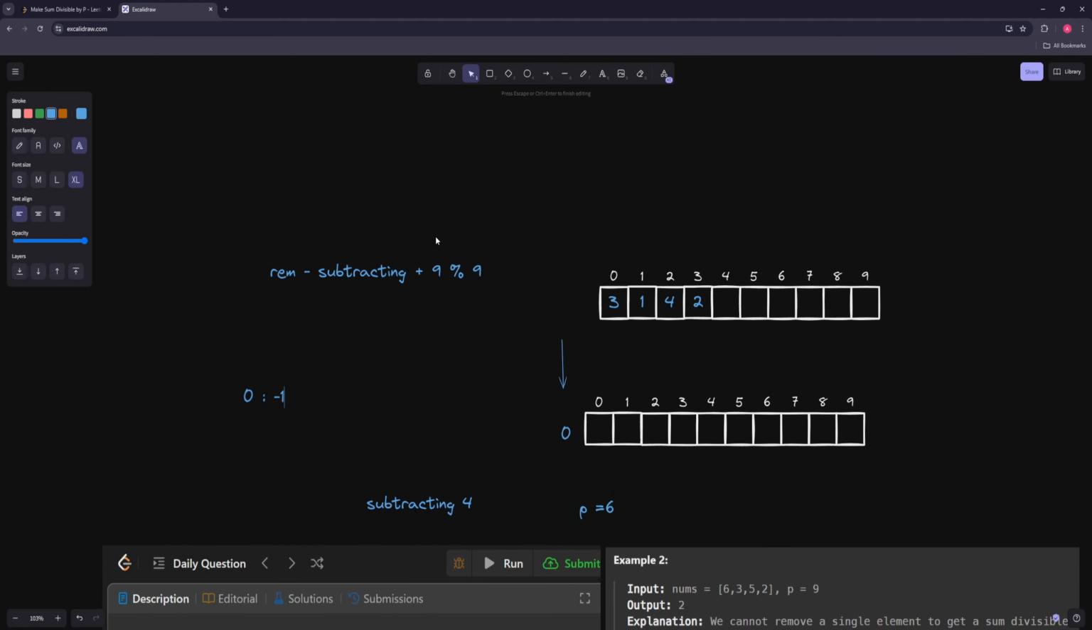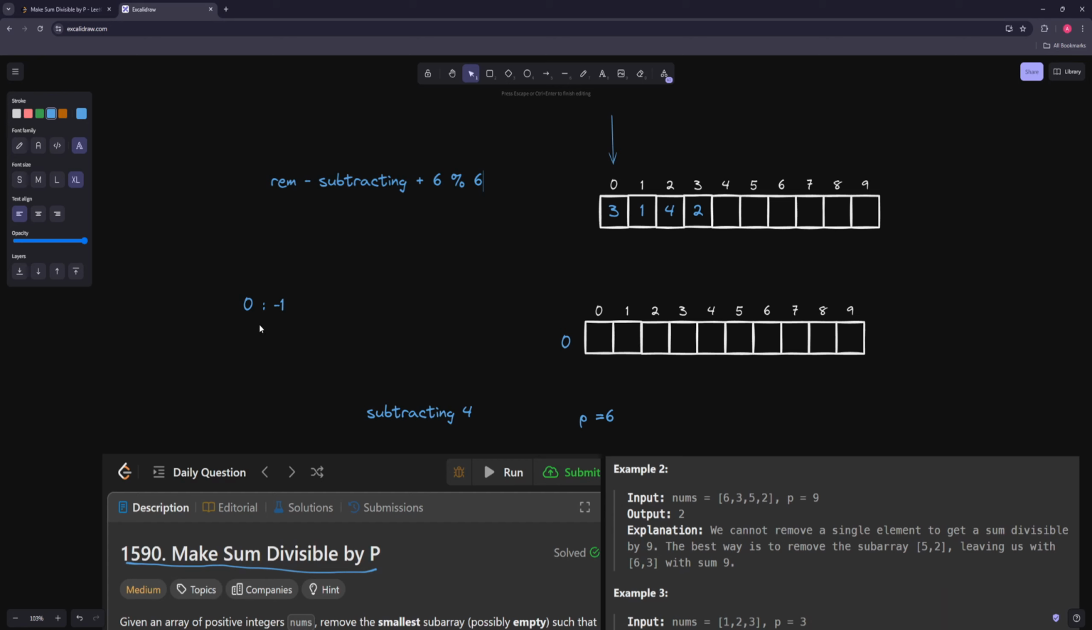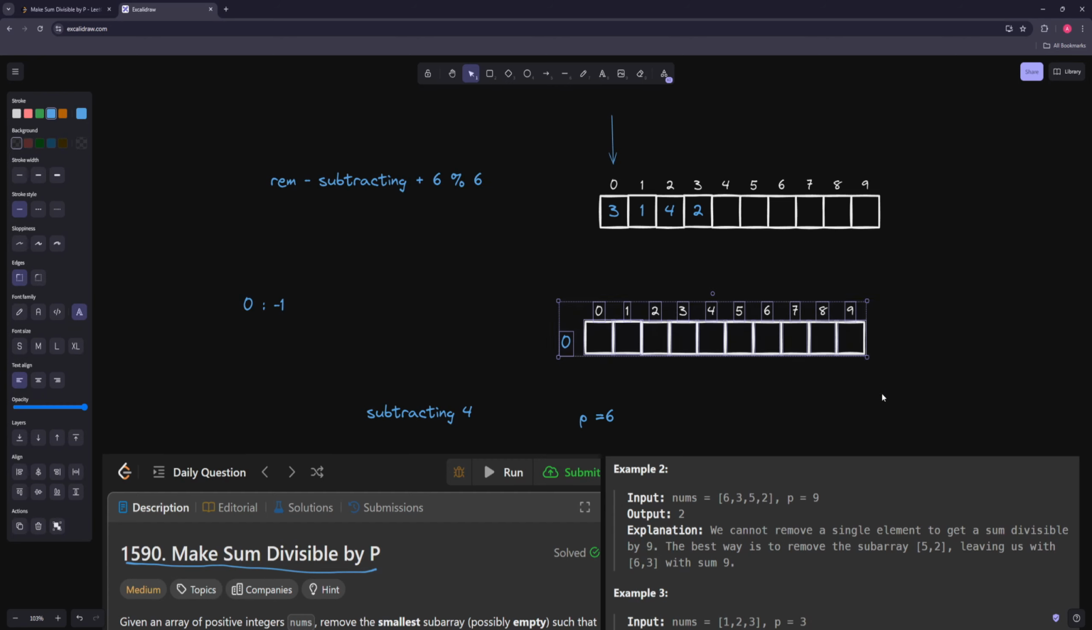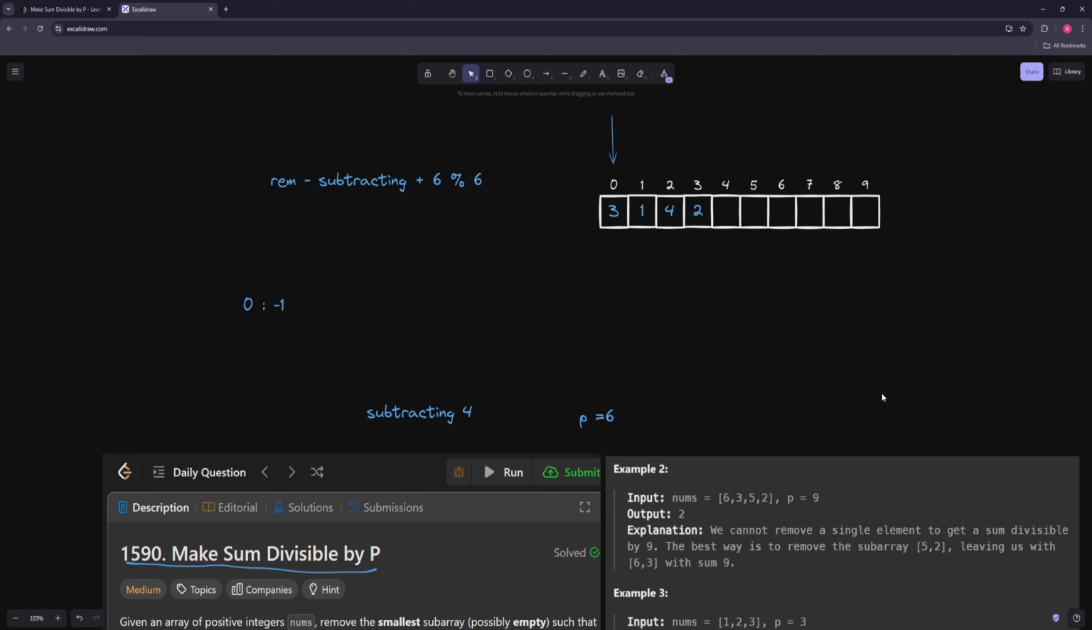So here we're subtracting 6, and our mod is 3. We're subtracting 4, so -1 plus 6, which is 5. So 5 mod 6, we're looking for a 5. Do we have a 5? No, we don't. We're not even going to populate this, we can just do this on the fly. So we're going to store 3 at index 0 because that's the remainder.